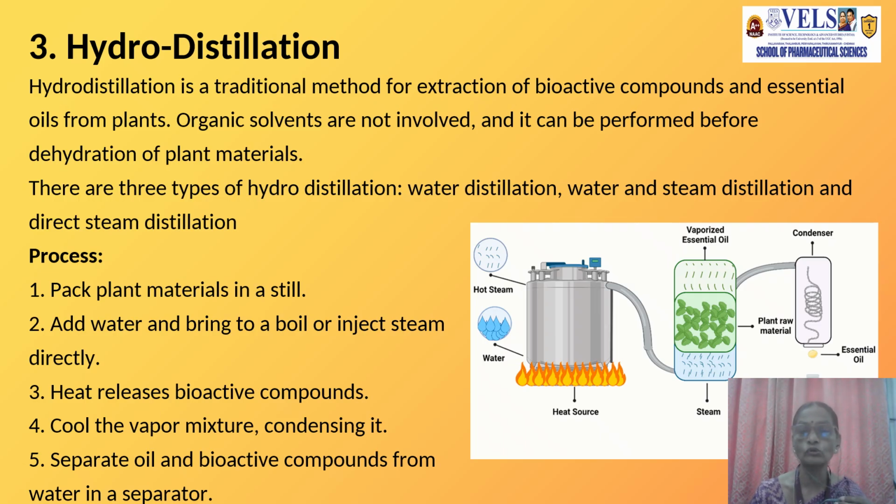Here the plant material which is going to be extracted is packed in the extractor still. Water is added and brought to a boil, and steam can be injected from the steam boiler. Heat releases the bioactive compounds, so the volatile compounds and water both vaporize. The vapor passes through the tube into the condenser, where both are condensed to get the essential oil, which is collected in the receiver. The condensed mixture is cooled and the oil of the bioactive compounds is separated from the water in a separator. It is a simple and easy technique and a time-saving process also.